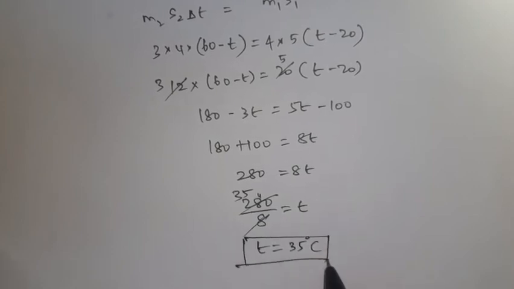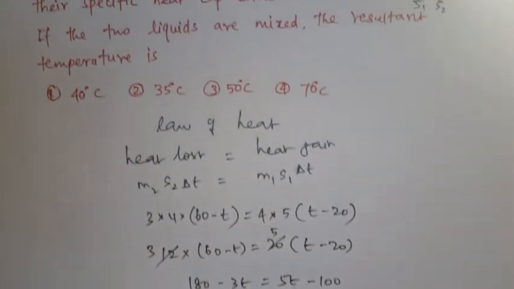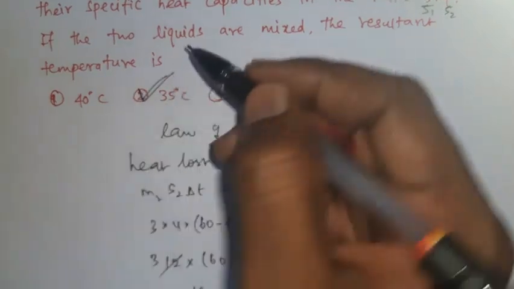This is the resultant temperature when the two liquids are mixed together. One is a hot liquid, another one is a cold liquid. By mixing together, the resultant temperature is 35 degrees Celsius. According to this, option 2 is the right answer.